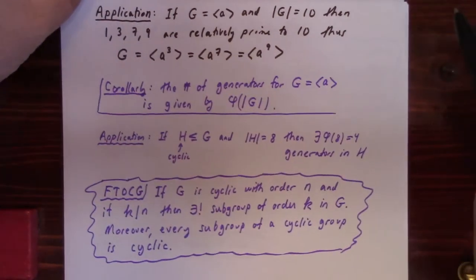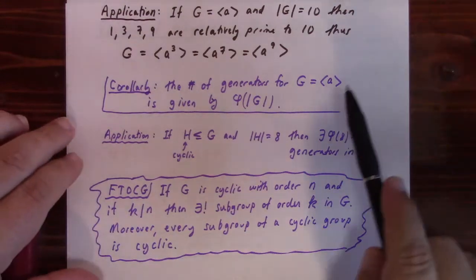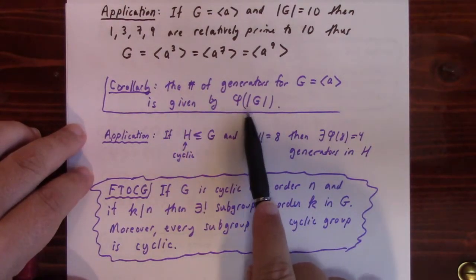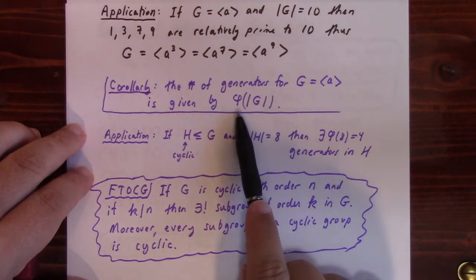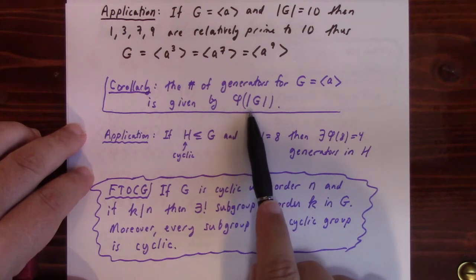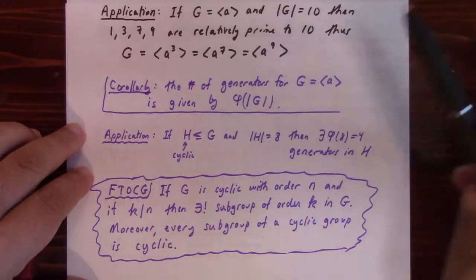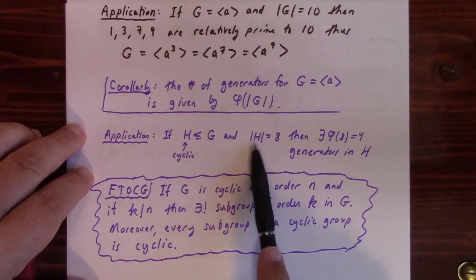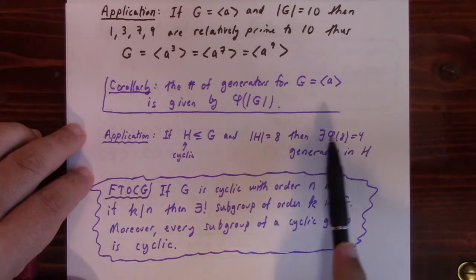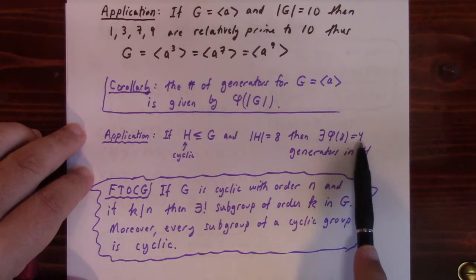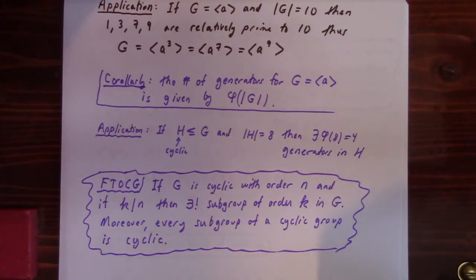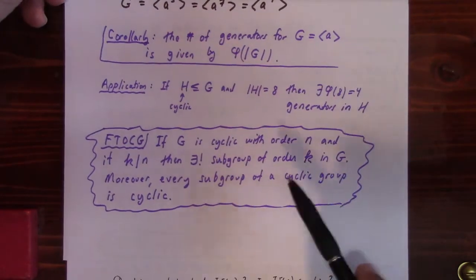Corollary: the number of generators for G is given by phi of the order of G, because remember, phi of n is the number of positive integers relatively prime to n. So here, application: if H is a subgroup of G and the order of H is 8, since phi of 8 is equal to 4, there are 4 generators in H. Then I mentioned we should talk about the fundamental theorem of cyclic groups, and we'll do that.